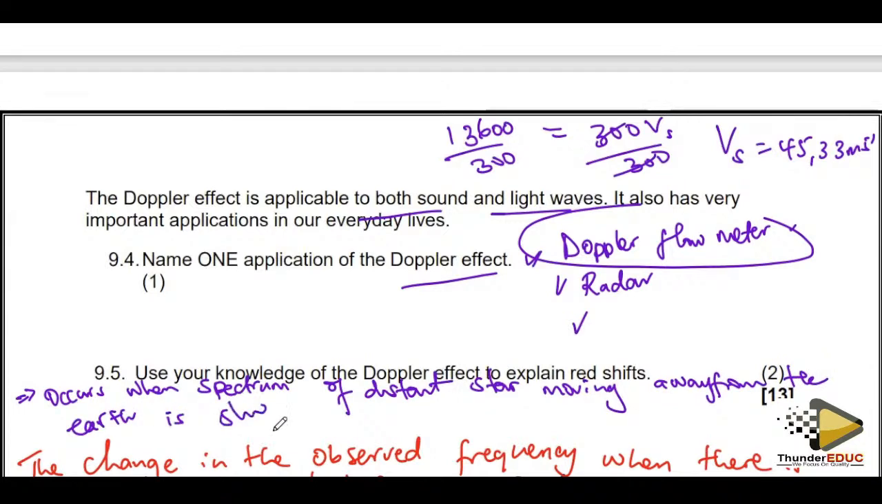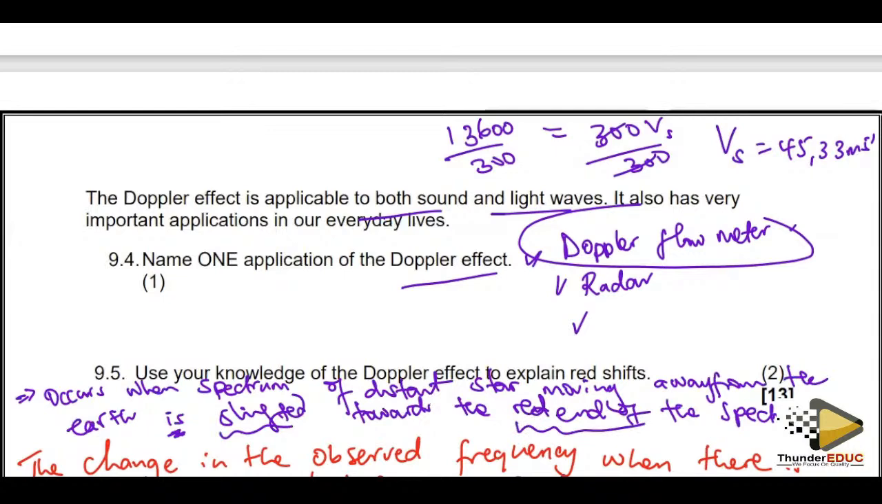is shifted towards the red end of the spectrum. Or we can also structure it by saying it occurs when the spectrum of a distant star moving away from the Earth emits lower frequencies, okay, lower frequencies, which means it's being shifted towards the red light of the spectrum.